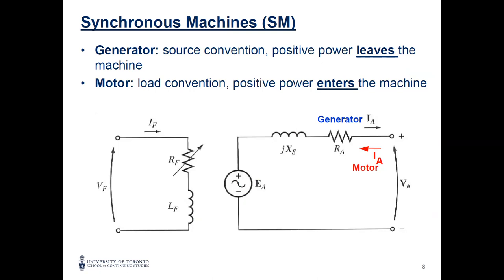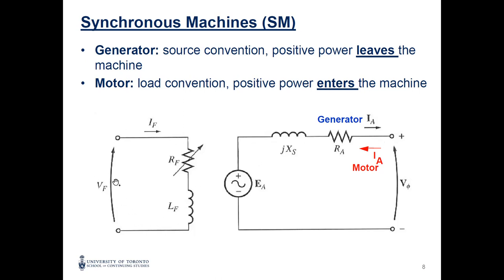The first point is the equivalent circuit. This is the equivalent circuit for the synchronous machines. We have RA, the armature resistance, and XS or jXS, the synchronous reactance. EA is the armature voltage, and V is the voltage per phase, because the synchronous machines are always three phase, and this equivalent circuit is per phase. V phase is the voltage on the terminal. If you have a generator, the current will flow from E to V. If it's a motor, it's from V to E.